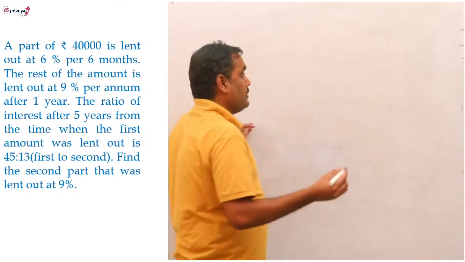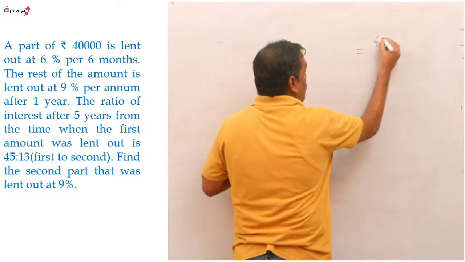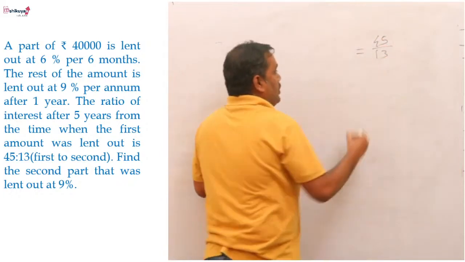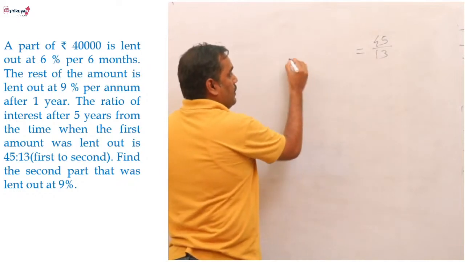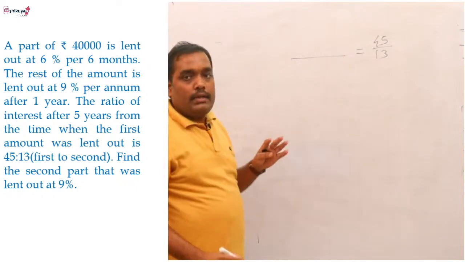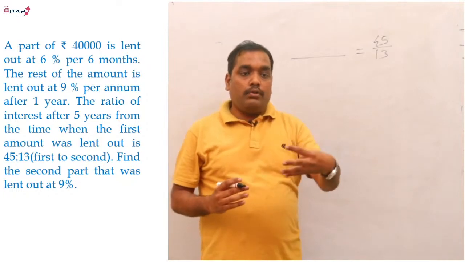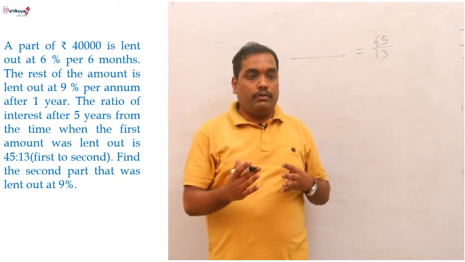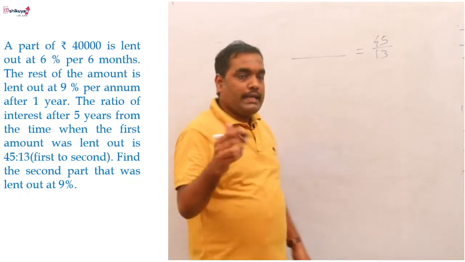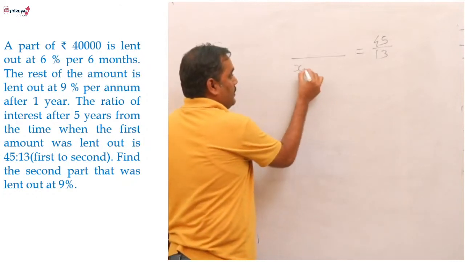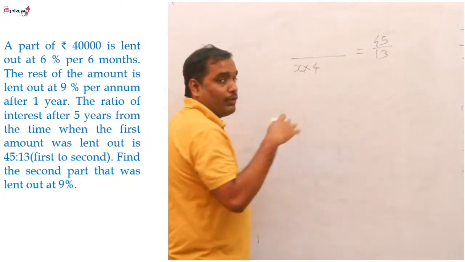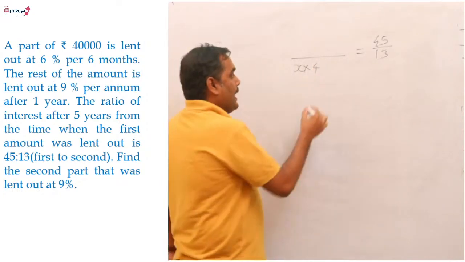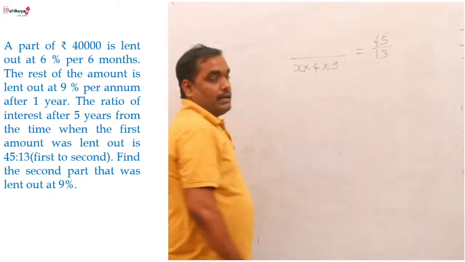Here they have mentioned the interest amount ratio of first to second. The interest amount in simple interest is nothing but PTR. In the problem they ask you to calculate the second amount, which is given at a rate of interest of 9% per annum. So we consider that amount as X, that is P. The number of years for that is 4, because after 1 year the second amount is given, and the rate of interest for that is 9.